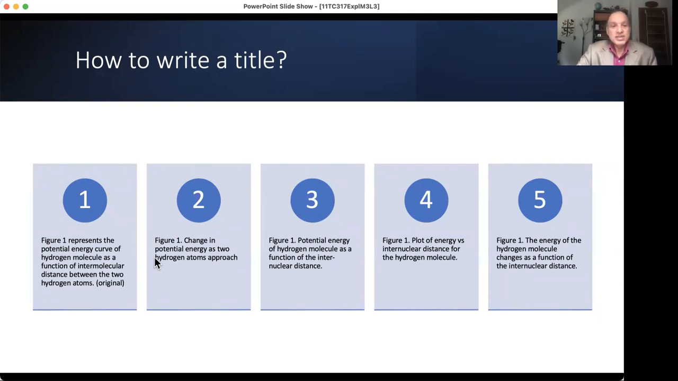Here, this is more professional style. Figure 1, period. Next, there is a space. Change in potential energy as two hydrogen atoms approach. Very brief and very, very simple. Of course, there should be a period at the end here, so that the sentence is complete, very definitive and very accurate. Then later on, you can refer to Figure 1 in your text, because Figure 1 is just one bit and then the second bit begins.